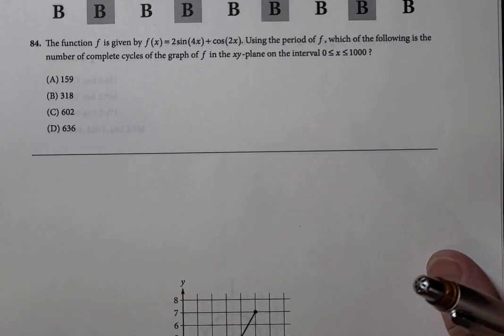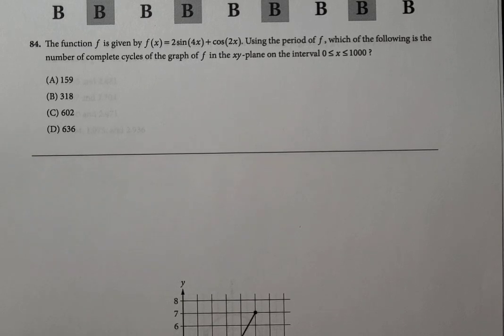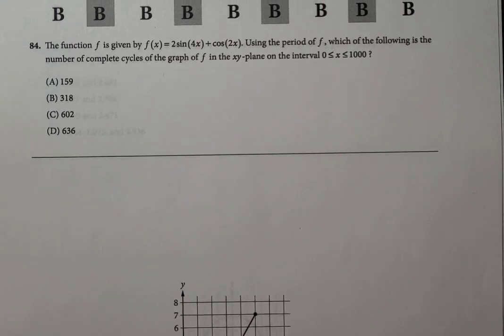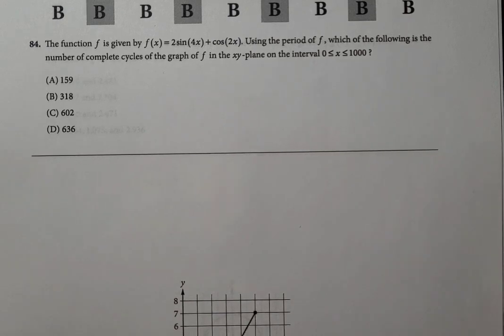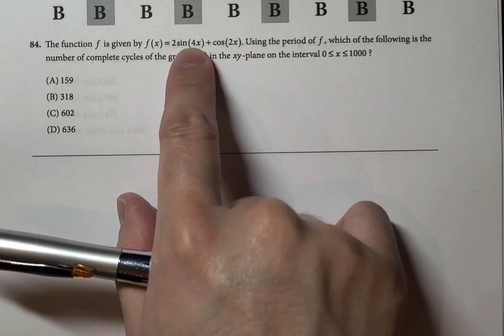Function f is given by 2 sine 4x plus cosine 2x. Using the period of f, which of the following is the number of complete cycles of the graph of f in the xy plane on the interval x between 0 and 1,000? Okay, there's a very quick way to do this, because we know the period of each one.